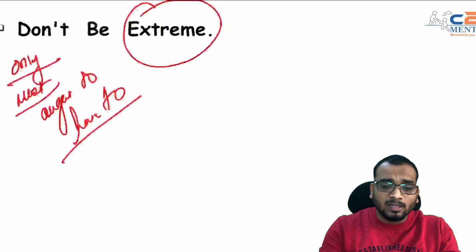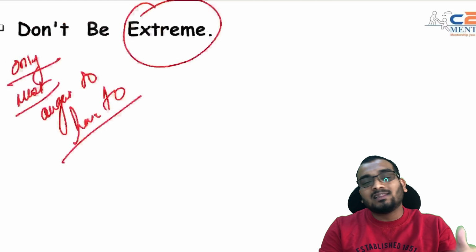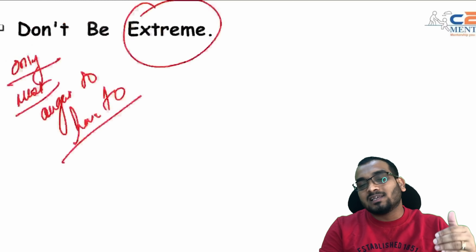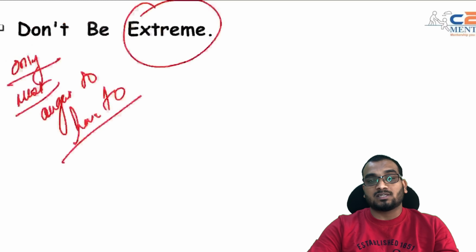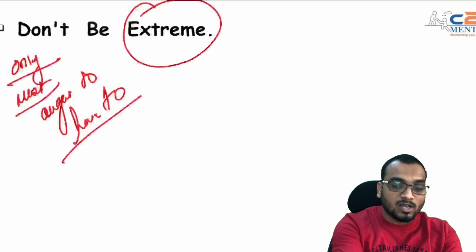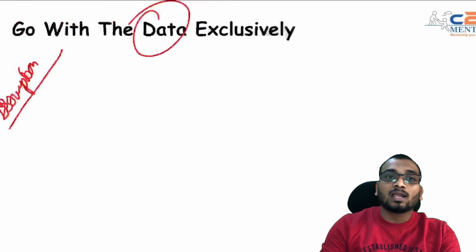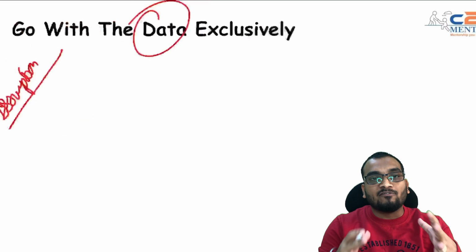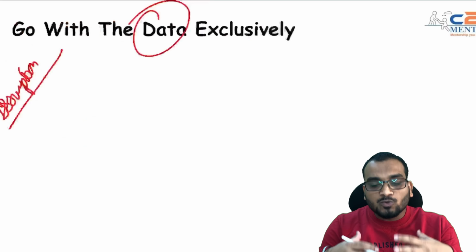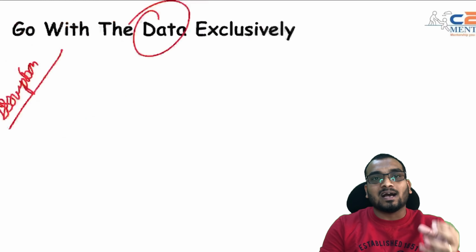Now, another rule: go with data exclusively. I see this has been missing since long. Whenever you go ahead and try to mark your options as far as decision making questions are concerned, we tend to assume a lot. People assume a lot. People get into the mode of ifs and buts, because of which you are not able to get the answer quickly.